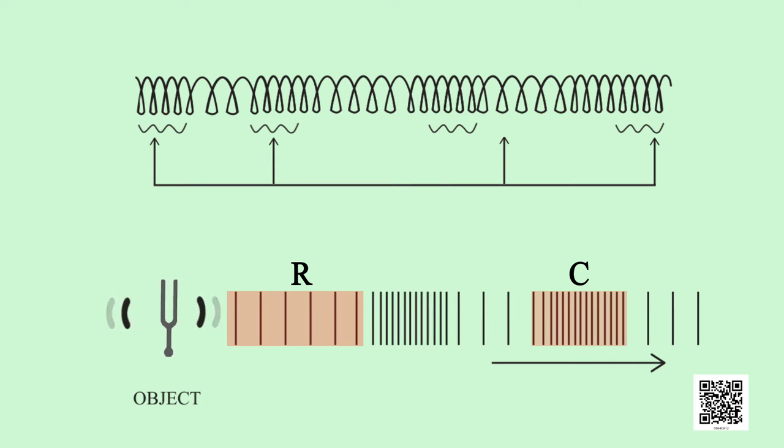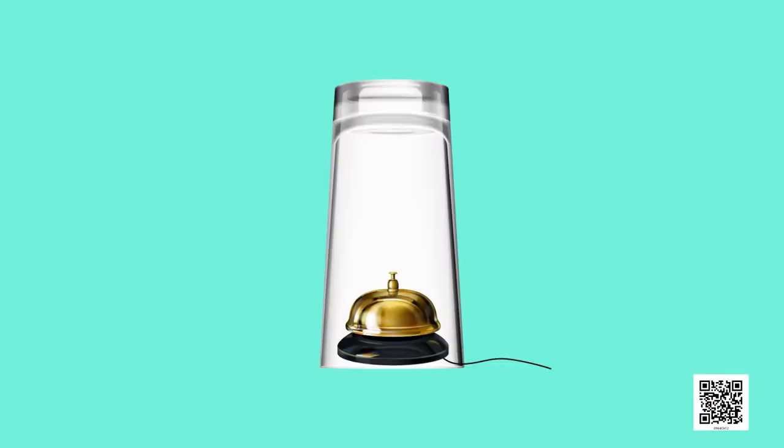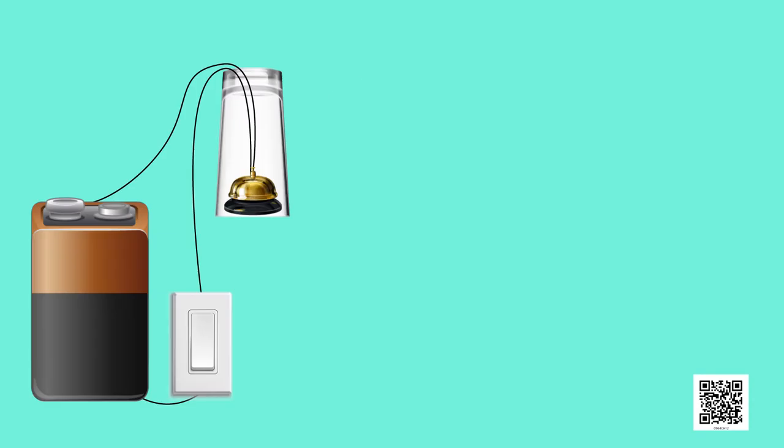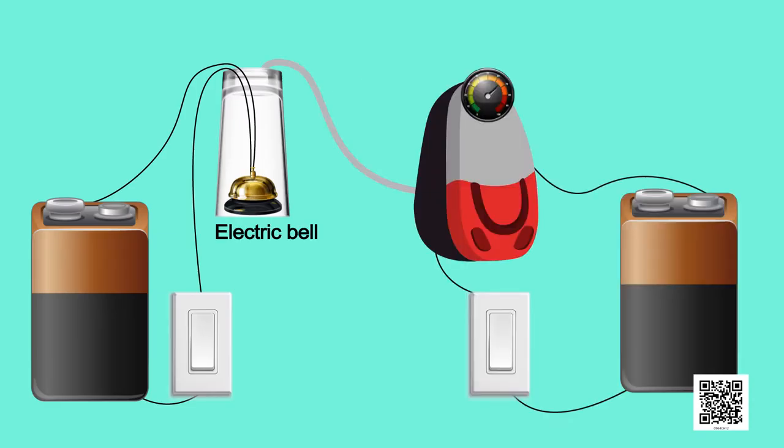Sound needs a medium to travel. Take an electric bell and an airtight glass bell jar. The electric bell is suspended inside the airtight bell jar. The bell jar is connected to a vacuum pump. If you press the switch, you will be able to hear the bell. Now start the vacuum pump.